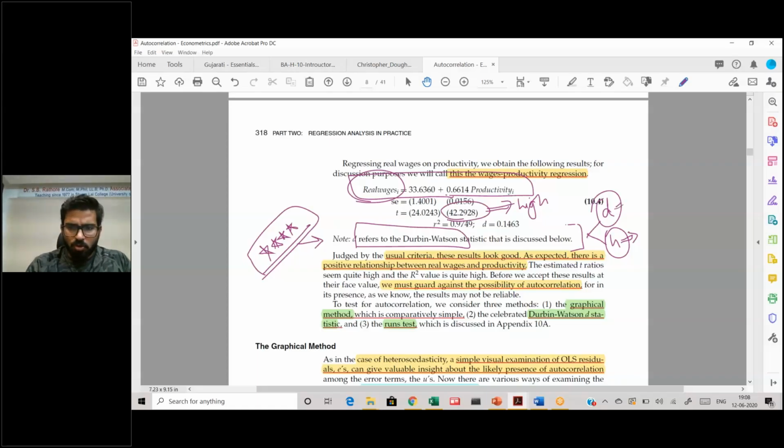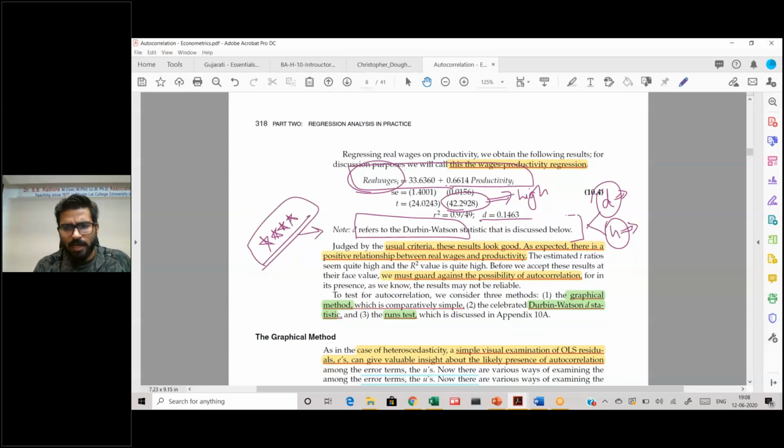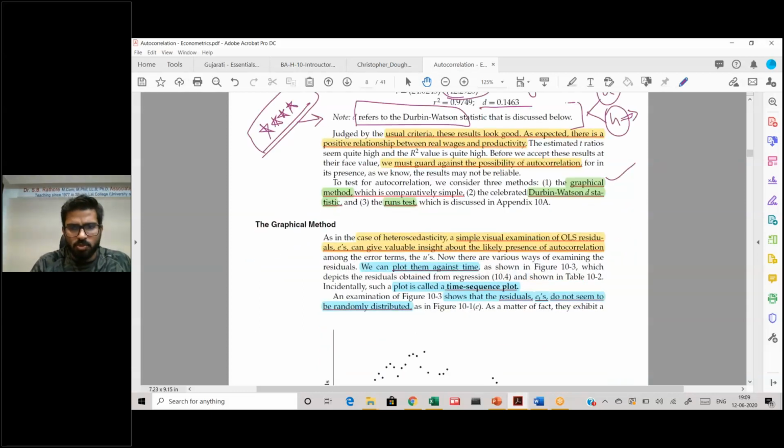We will go through what the Durbin-Watson statistic is, but just make a note that this is 0.14. Now, how do you detect it? As I told you, you have a graphical test, you have a Durbin-Watson D test, you also have a Durbin-Watson H test, which is a slight modification of that D test. I'll explain what this test is.